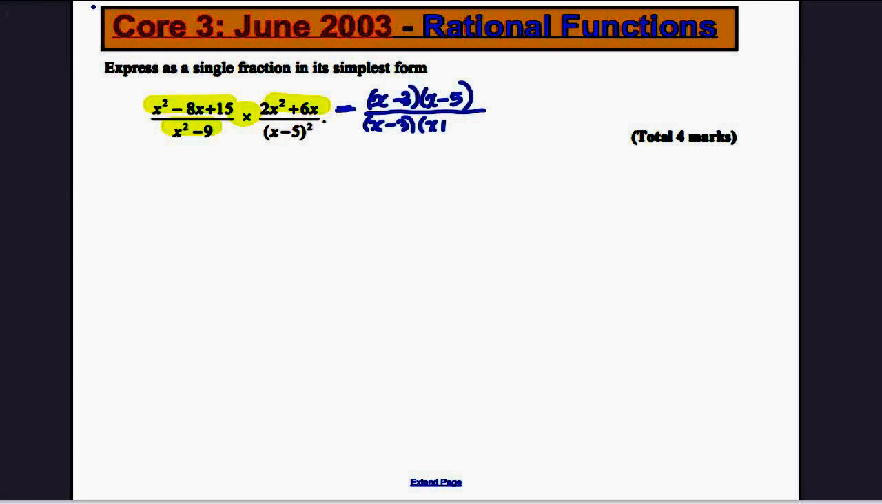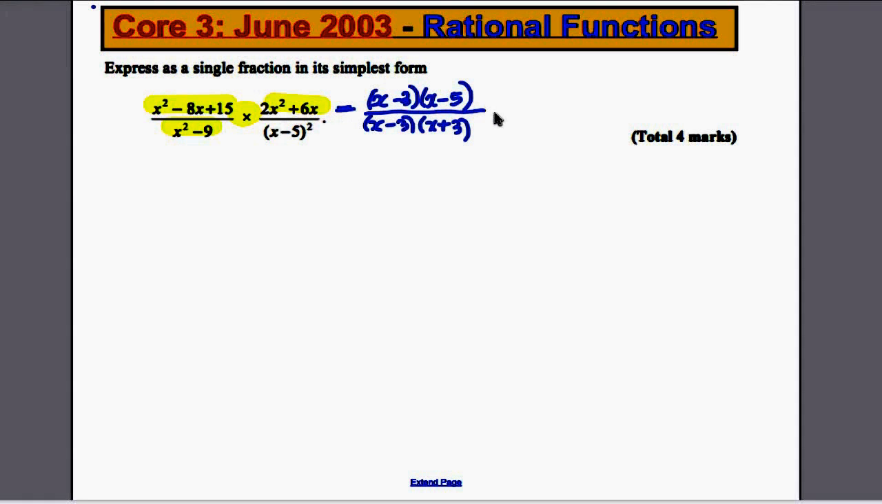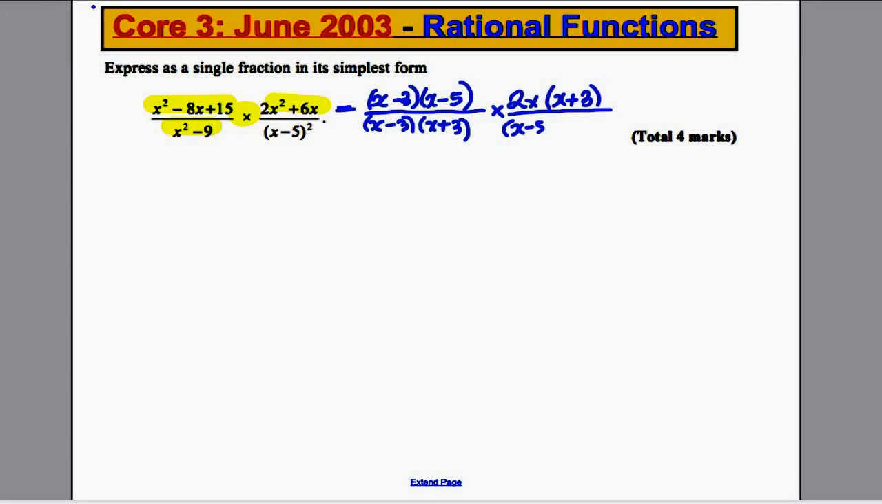So this expression here is equal to, this numerator here factorises to x subtract 3, x subtract 5. The denominator factorises to x subtract 3, x plus 3. And we've still got our multiply. The top here factorises: what goes into 2x squared and 6x? Well, 2x does. And you'd have yourself x plus 3 over x minus 5, x minus 5.